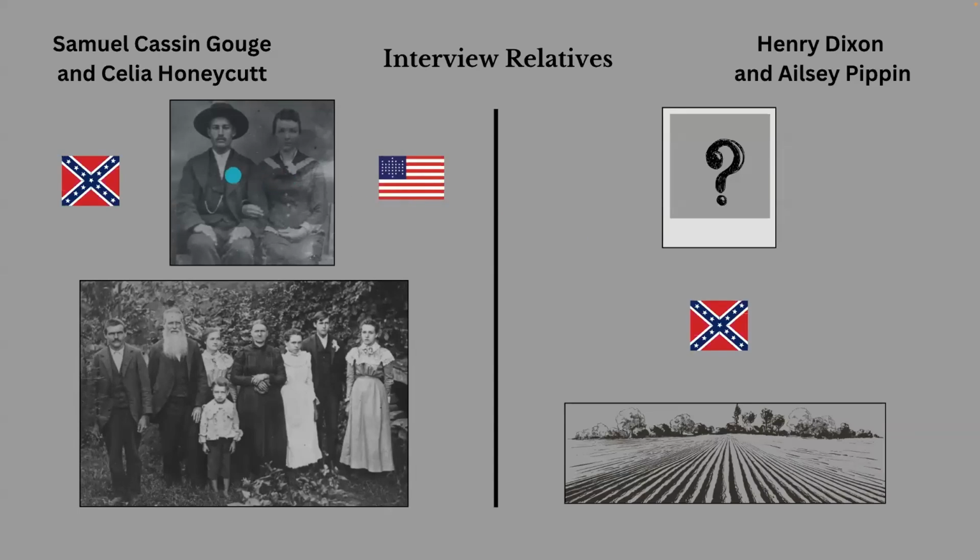This is on their wedding day, he and his wife. Another thing is, if you have family members that give you pictures, always ask them the story behind the picture, because that can give you so much more information. This one right here, this is Celia here. This is Samuel Cass and Gooch here as an older man.